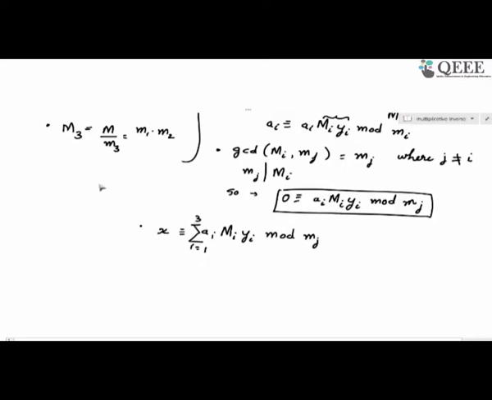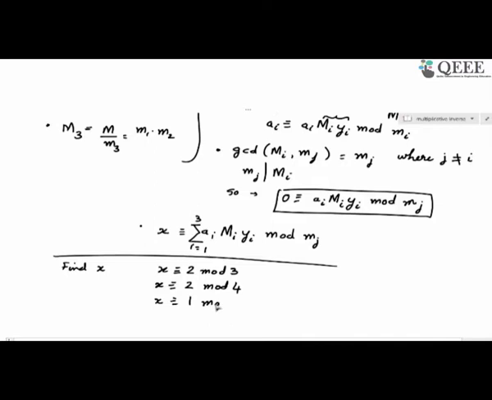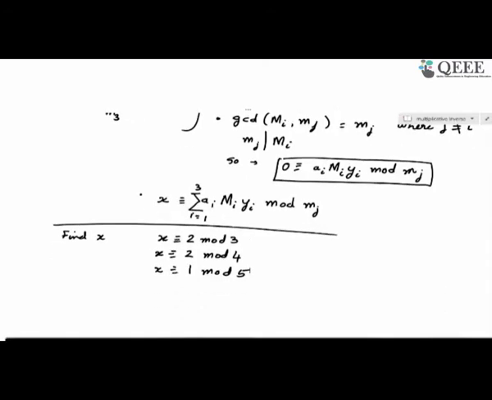So let us see a particular example of the Chinese remainder theorem, and we will see how to solve this system of equations using the CRT. Let's say that we have to find the value of x which solves this congruence: x congruent to 2 mod 3, x congruent to 2 mod 4, and x congruent to 1 mod 5. First of all, you notice that 3, 4 and 5 are relatively prime to each other, and therefore we can apply the Chinese remainder theorem.